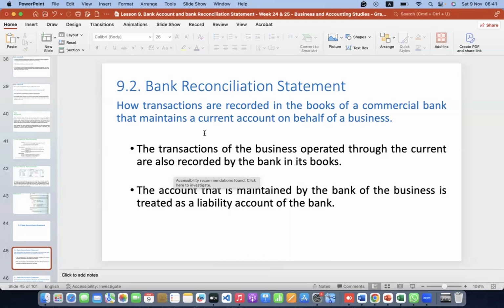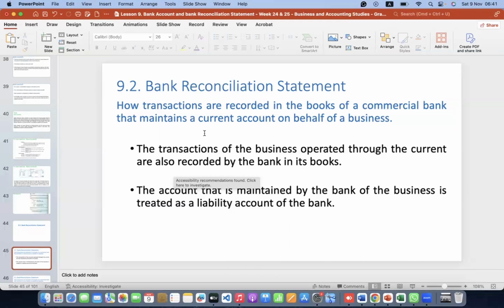As I said, just as a business is maintaining its own set of accounts, the bank is also having their account. Business is having their account, whereas bank is having their account. So two parties, business and the bank. The account that is maintained by the bank of the business is treated as a liability account of the bank. Over the last couple of weeks we studied that when a business is having a bank account, that account is considered an asset account because the business's money is in that particular account with the bank.